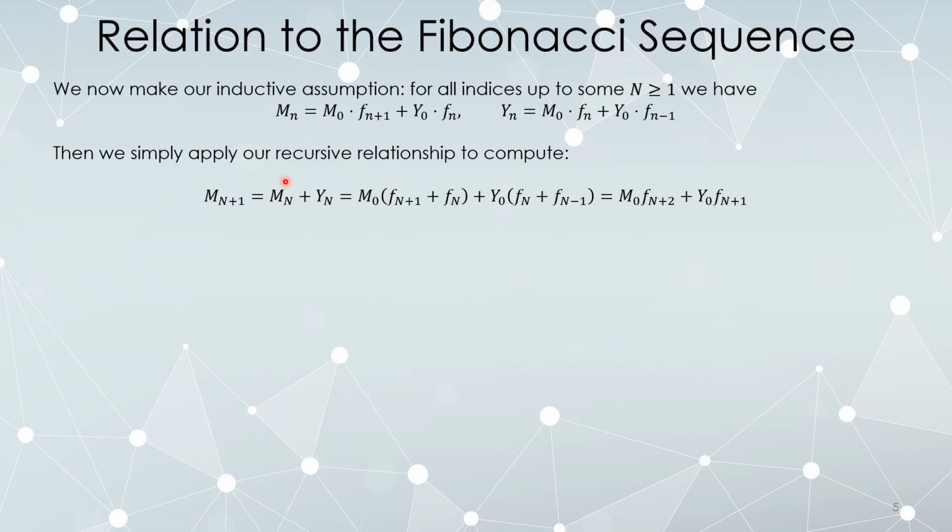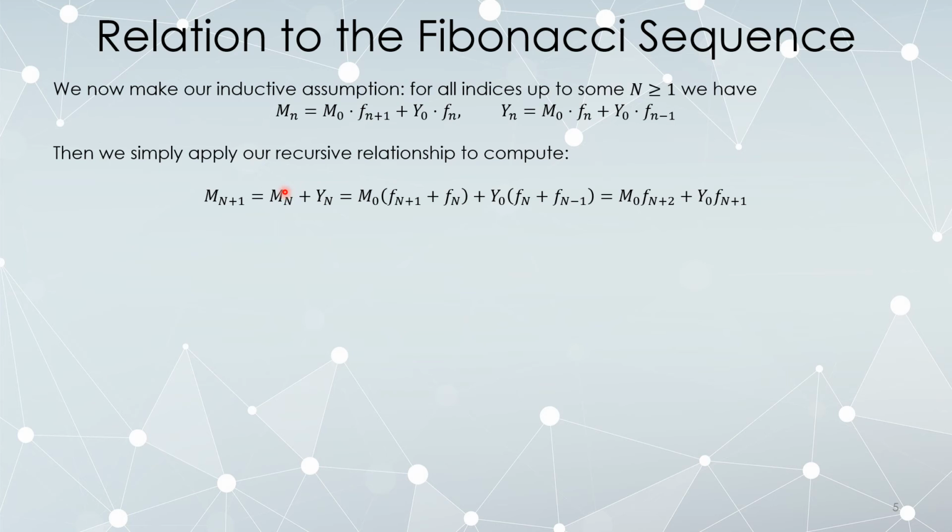Now m sub capital N, we've assumed, will work out to this right here, which is m naught times f capital N plus 1 plus y naught f capital N, and y sub n is going to be this right here, m naught times f capital N and y naught times f sub capital N minus 1. When I add these together, notice that I have m naught times f N plus 1 and m naught times f N. So I can factor the m naught out of those and get f N plus 1 plus f N. But I'm also going to have these two terms here, y naught times f capital N and y naught times f capital N minus 1, and I can factor the y naught out.